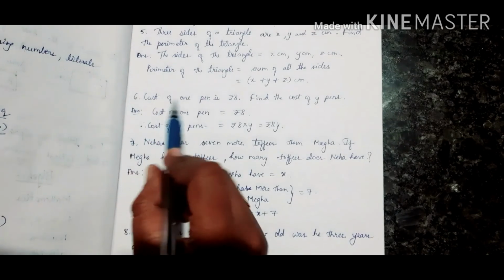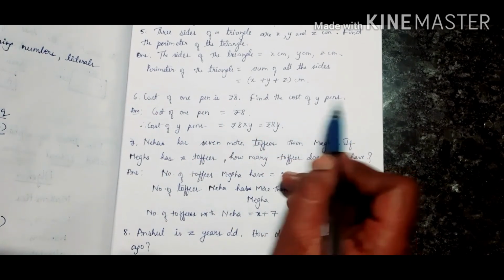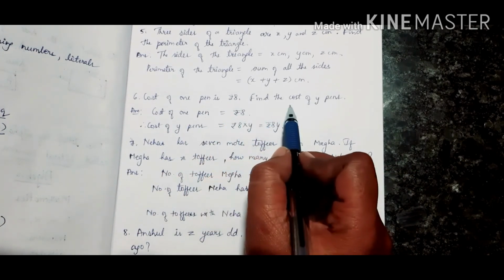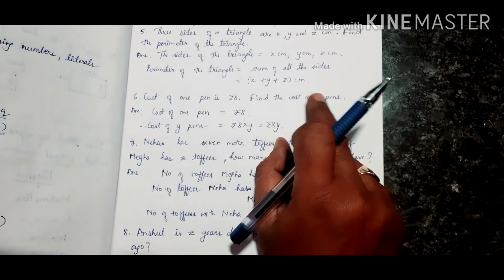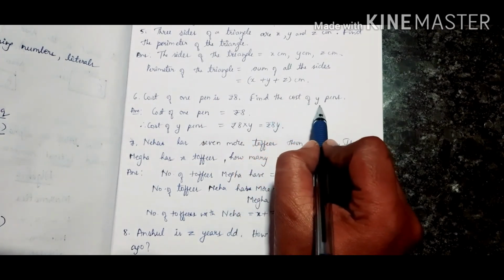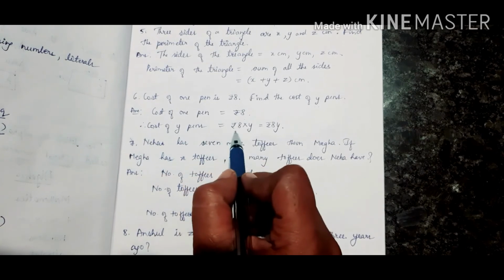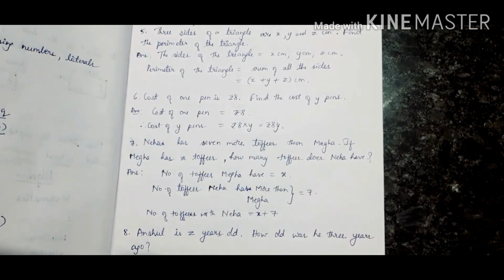Then, cost of 1 pen is rupees 8. Find the cost of y pens. Here, cost of 1 pen is rupees 8. If you are asked the cost of 2 pens, then what do you do? 2 into 8, you multiply. But here it is given to find the cost of y pens. So we write the cost of y pens will be rupees 8 into y, which is rupees 8y.